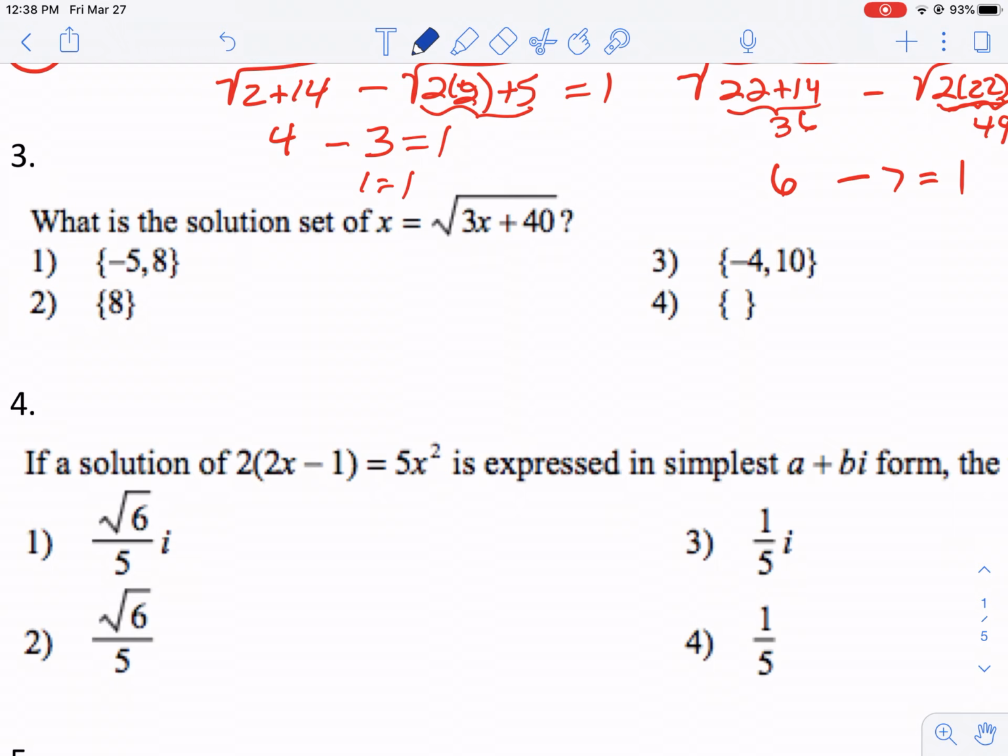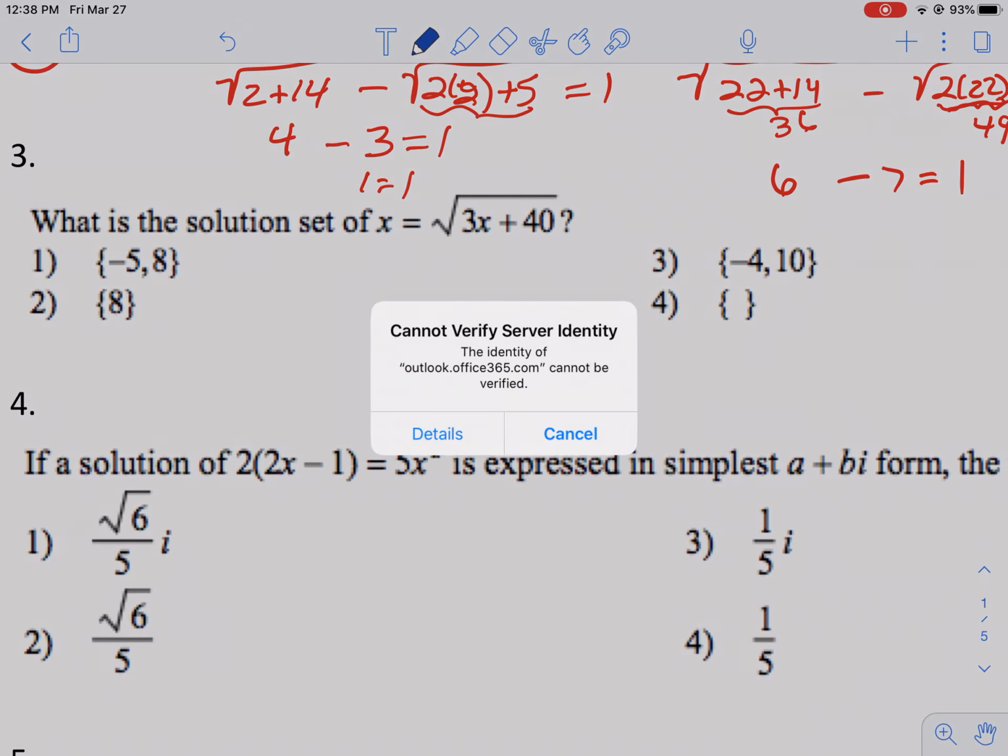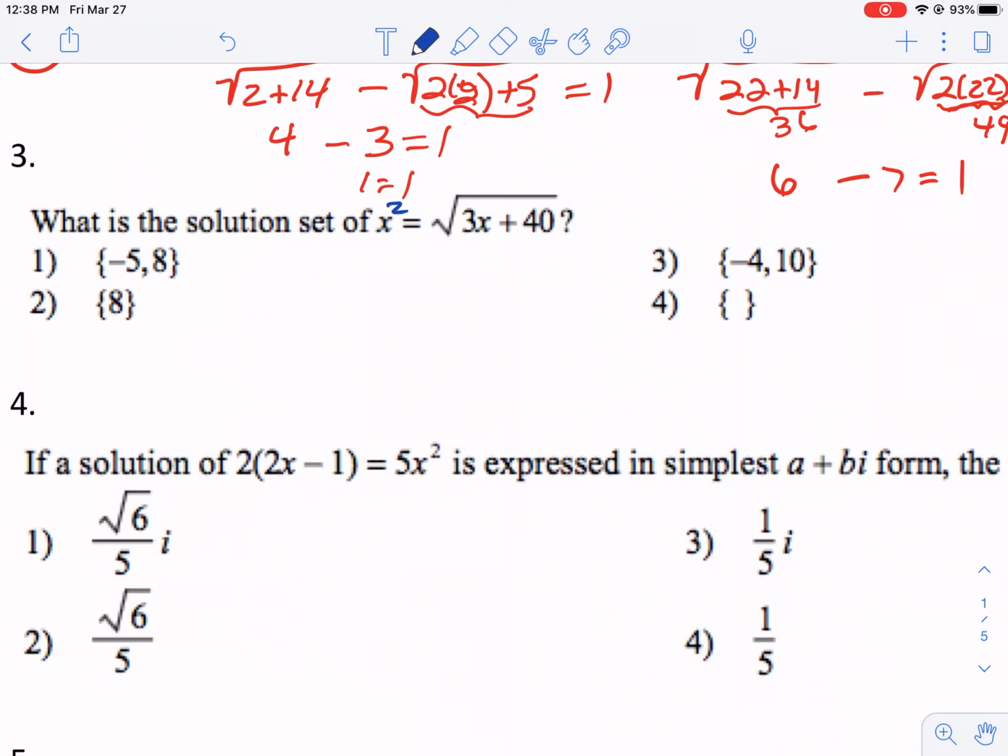So you have that square root isolated. We are going to square both sides of the equation. So that gives me x squared. A square and a square root cancel out, equals 3x plus 40. I now have a simple quadratic. I'm going to set it equal to 0.